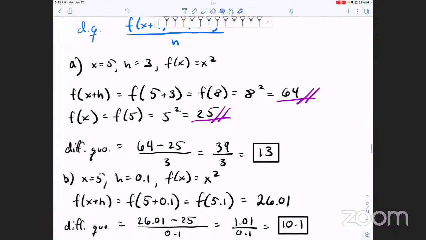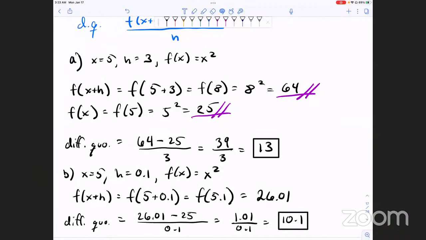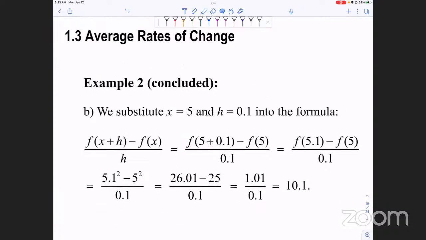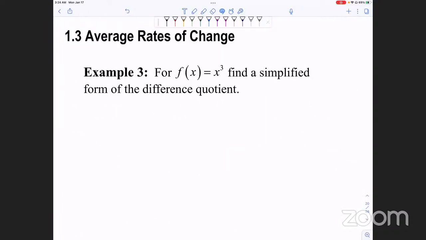So for part A, we got 13, and part B, the slope is about 10.1, okay. So A, they got 13. I think they did the same thing we did. Okay, and then part B, 10.1, same thing we did, okay. So for f of x equals this, find a simplified form of the difference quotient. Okay, so again, for the difference quotient, it's going to abbreviate it like that. f of x plus h minus f of x all over h, right? So now let's plug in the components.